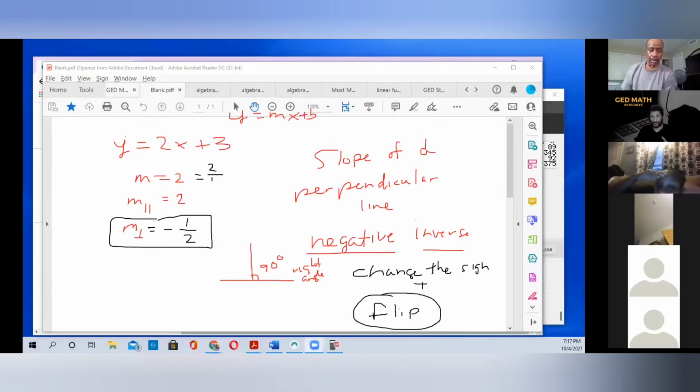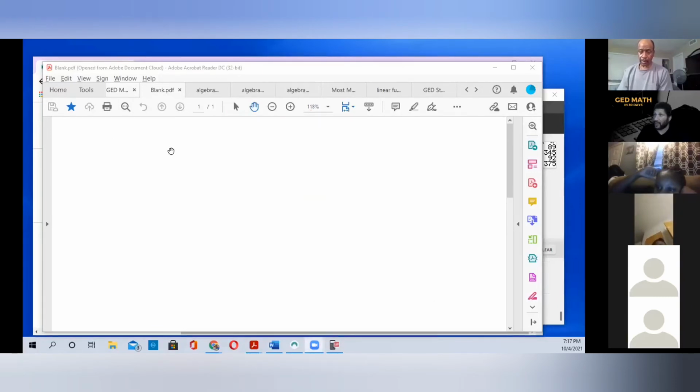So again, parallel lines have the same slope. To find the slope of a perpendicular line, use the negative inverse. Change the sign, flip it. So let me just do some examples real quick. I'm sorry, because I want to do that real quick.